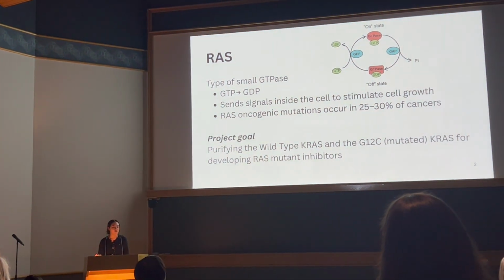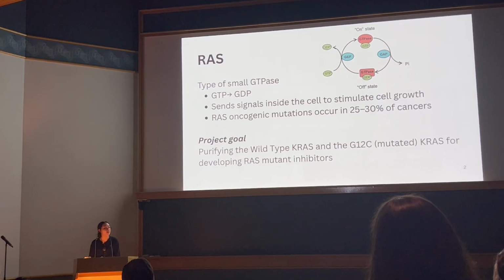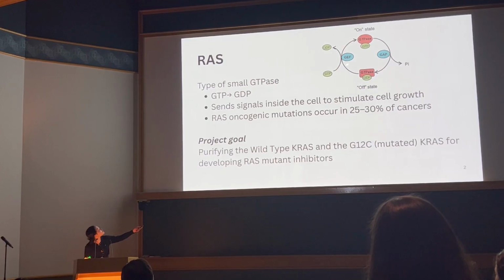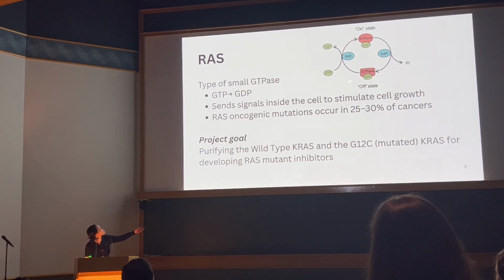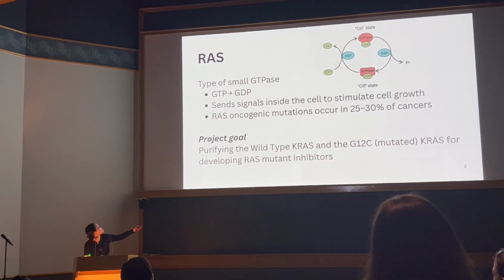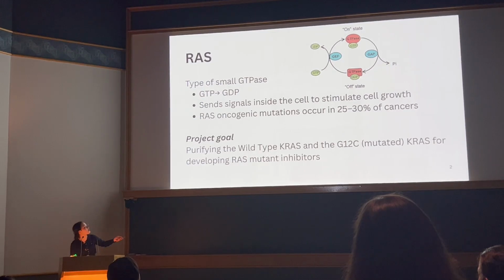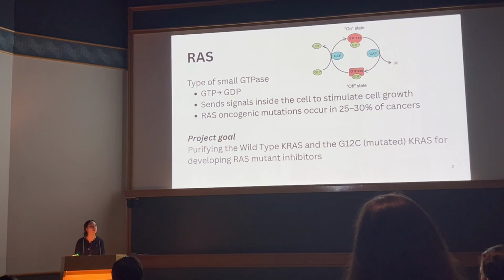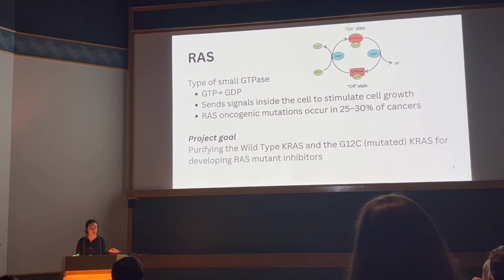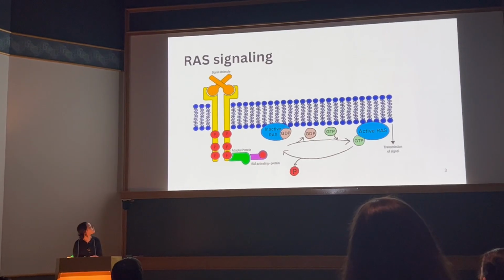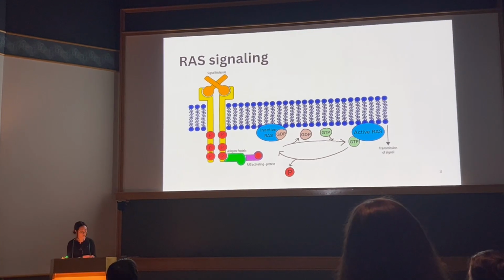So what is RAS? RAS is a protein and it's also a type of small GTPase. A GTPase goes through a hydrolysis cycle, and it's on when it's in the GTP bound form and off in the GDP bound form. When it's on, it sends signals inside the cell to stimulate cell growth. And when there's a mutation in RAS, it could be a cause of cancer. Mutated RAS is found in about 30% of tumors. And our project goal is to purify the wild-type KRAS and the G12C RAS for developing an inhibitor for the mutations. So how does RAS signaling work?